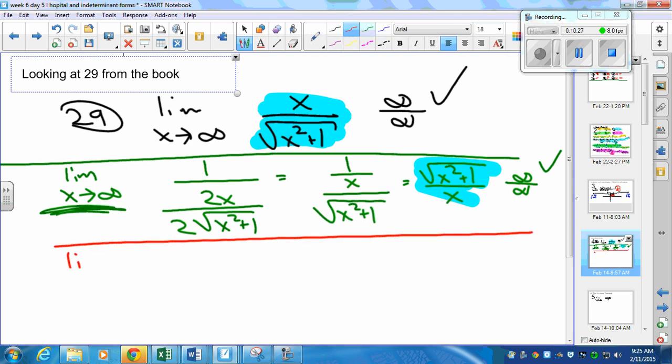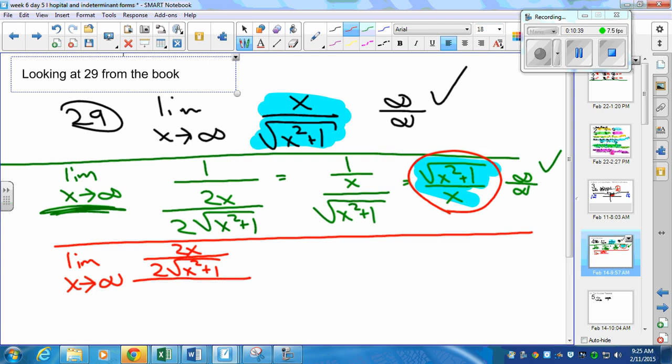So I'm going to take the derivative of this piece right here. Let's see, I'm going to get 2 square roots of x squared plus 1, the 2x on top, all over the derivative of x, which is 1. That is x over square root of x squared plus 1, which is infinity over infinity again, which means I can do L'Hopital again. But stare at this guy.